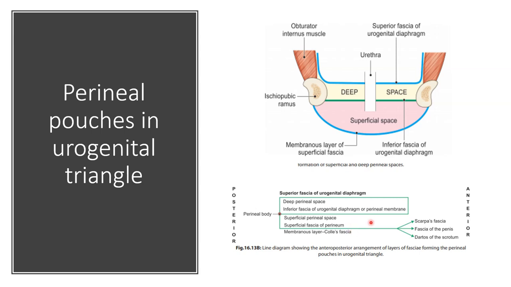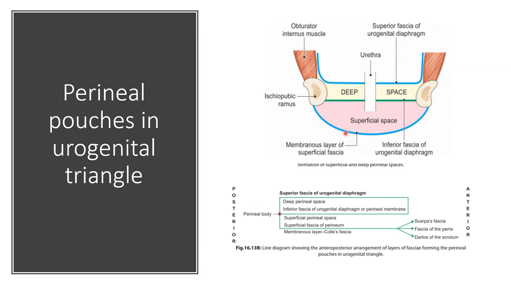And if you observe, this space is closed posteriorly, and anteriorly it is open. This space is open anteriorly, the superficial perineal pouch. The Colles fascia is continuous with the Scarpa's fascia in the anterior abdominal wall, and it is also continuous with the fascia of penis and the dartos of the scrotum. So now you have understood in the lithotomy position what you will be seeing.